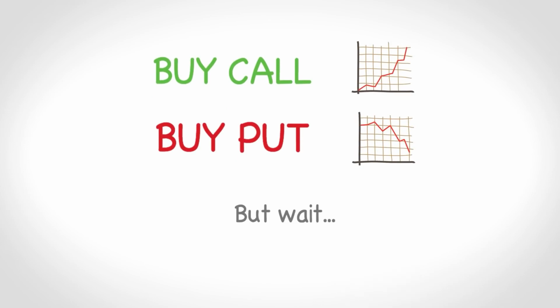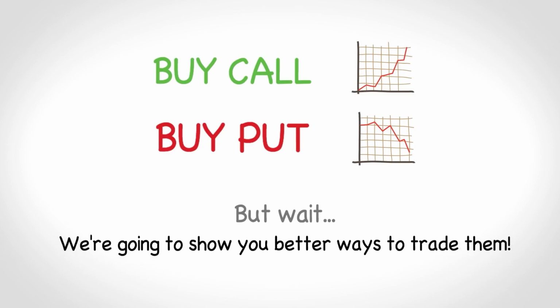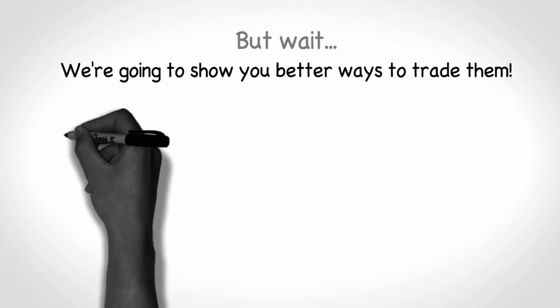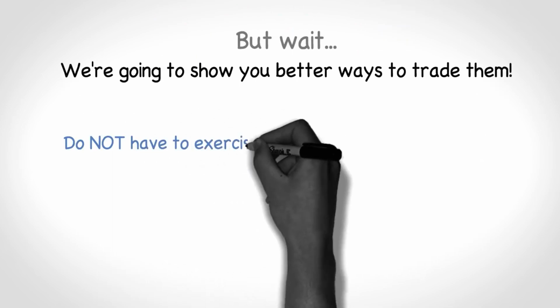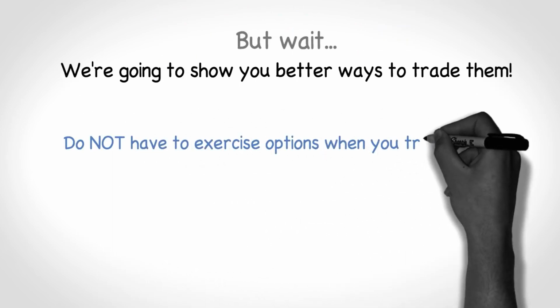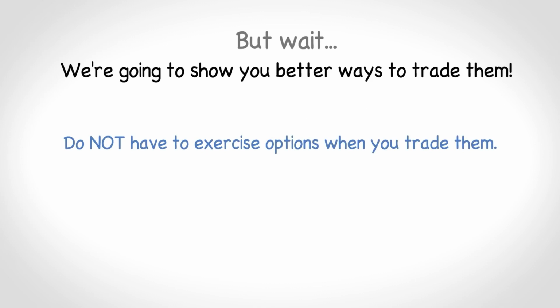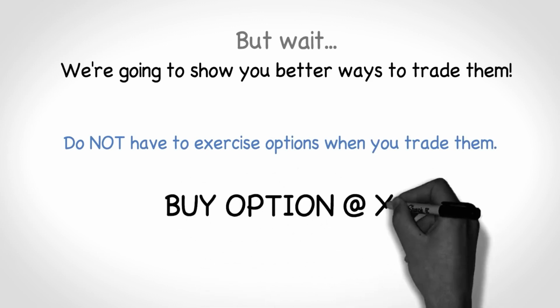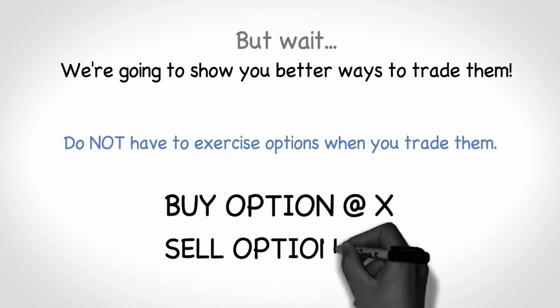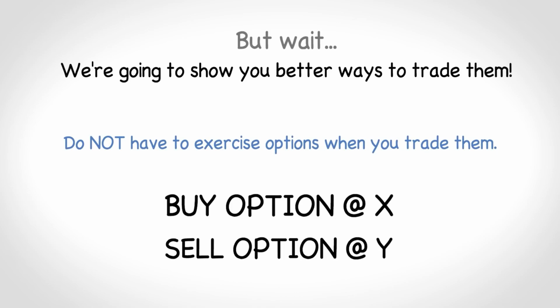Now, before you go out and start buying calls on every stock you think is going to go up and puts on every stock you think is going to go down, keep watching because there are big negatives to buying options like this. And of course, we are going to show you much better ways to trade options. One last note before moving on, you don't actually have to exercise your option contracts when you trade them like we showed you in the examples. You can simply buy an option and then sell the option, hopefully at a higher price than you bought it for. And we're going to cover that more in the next 2 chapters.